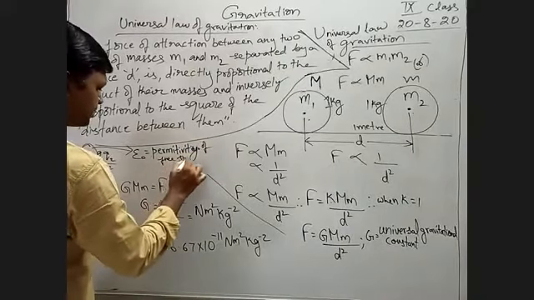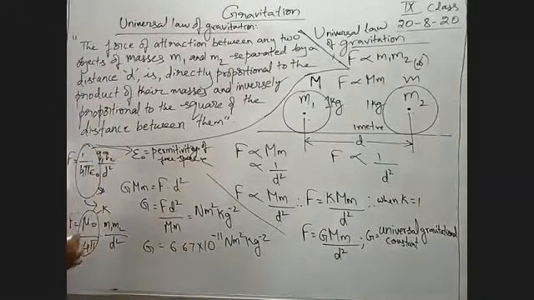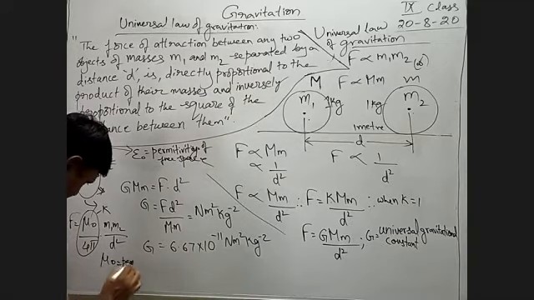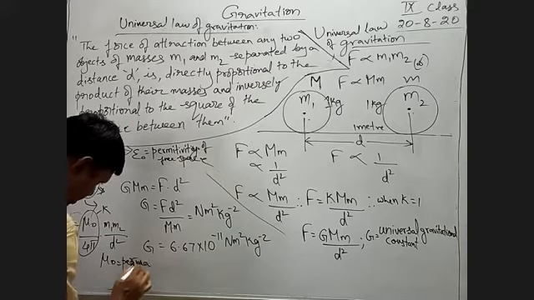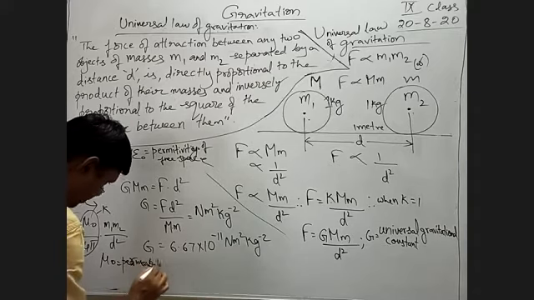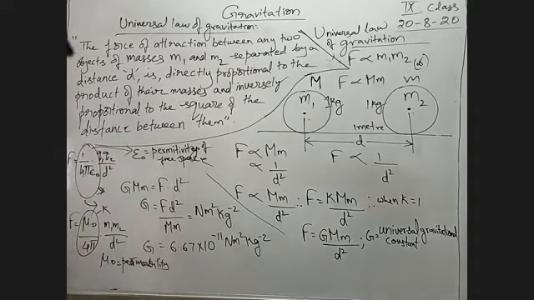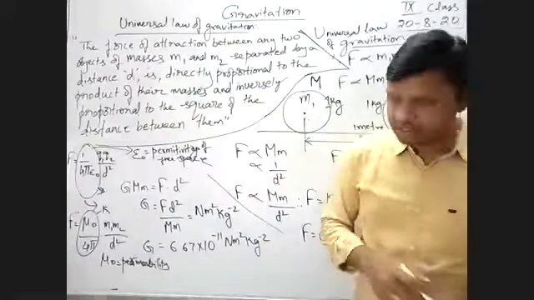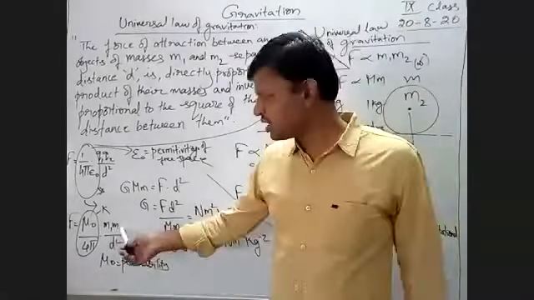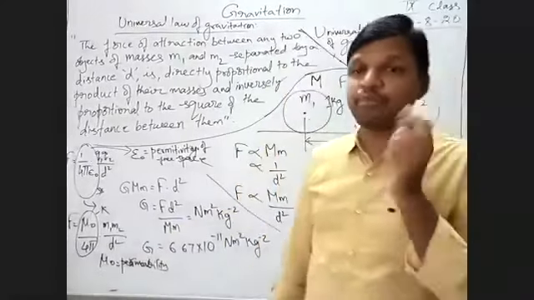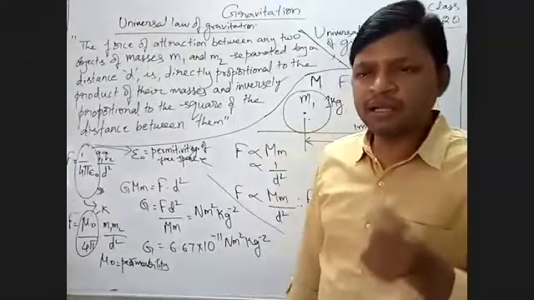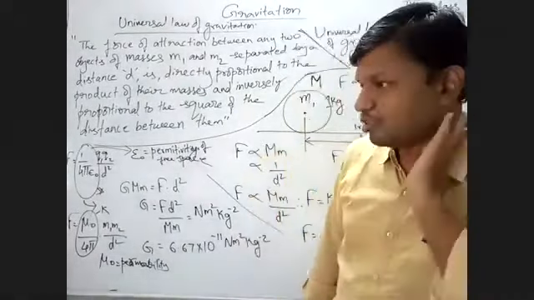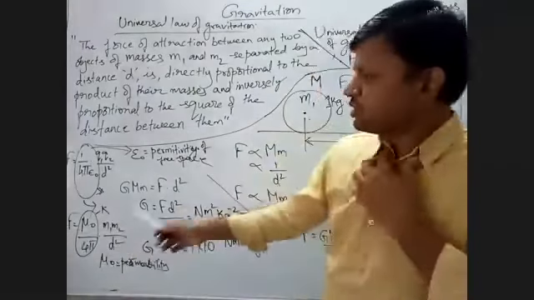of free space. And here mu naught is the permeability of free space. So like that you can generalize all the other kinds of forces also. Here m1 and m2 are magnetic dipole moments. Dipole moment is a different concept, so when we study magnetism, I will explain that. So we can generalize.